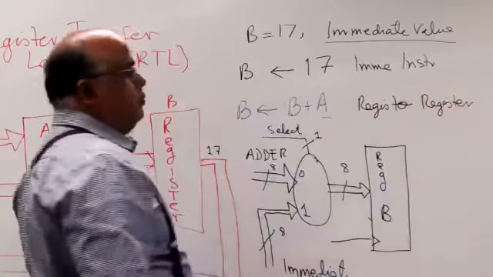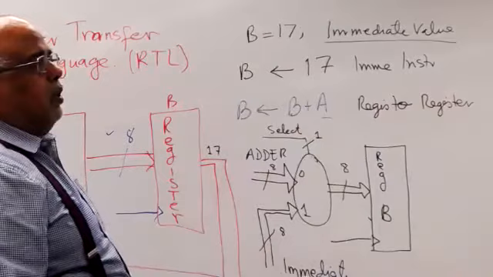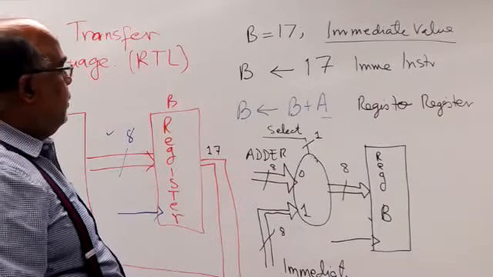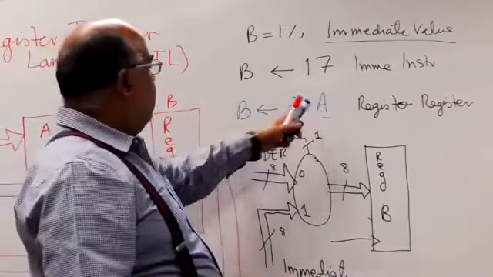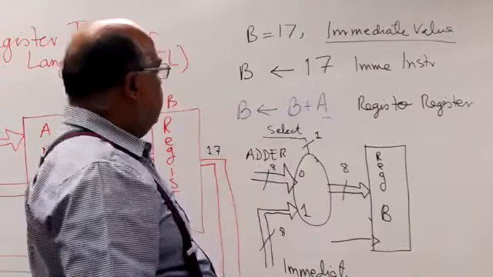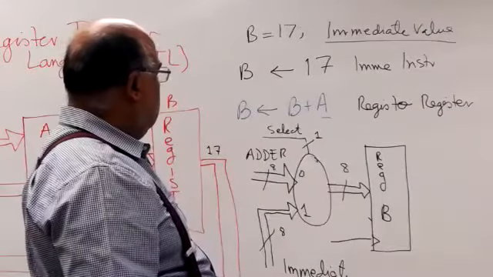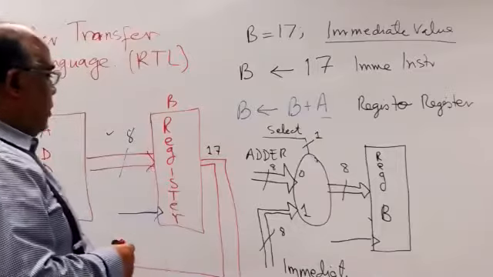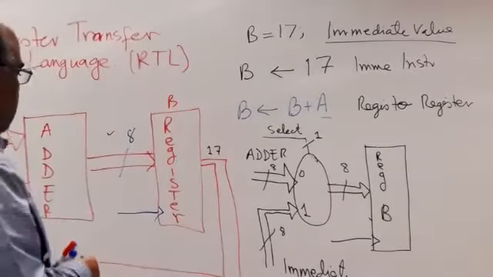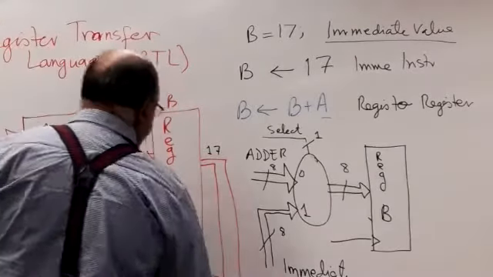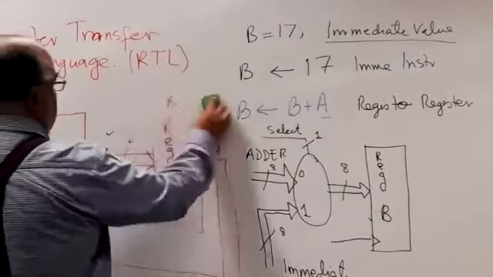Register to register. So the register to register instruction, data can move from one register to another register. So we can even change this scenario here, and we can make this a little bit more interesting.